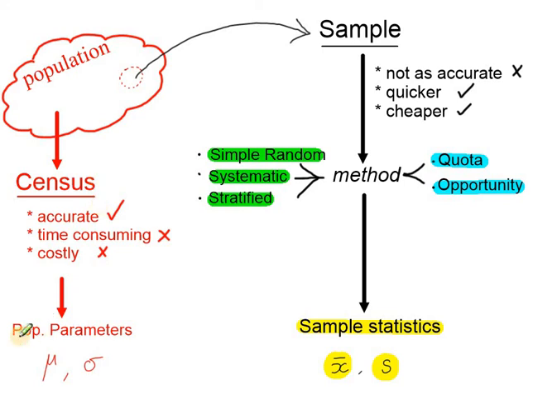If we do a census, then what you're calculating are called population parameters. This is a population mean, a population standard deviation, the Greek letter mu and the Greek letter sigma, and we use Greek letters for population parameters. For practice, try these questions.